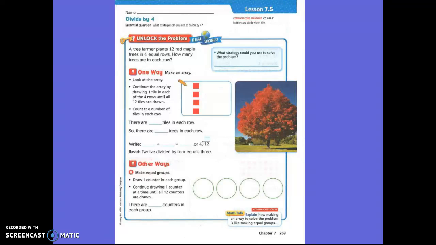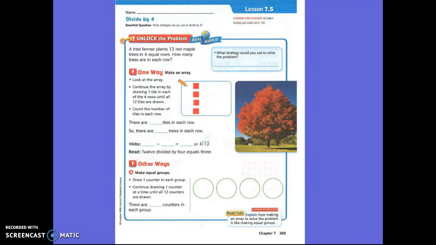Okay, boys and girls, we are going to use an array, equal groups, factors, or related multiplication facts to divide by 4. These should be easier strategies than what some of the other ones have been. Okay, please read the story problem. The tree farmer plants 12 red maple trees in 4 equal rows. How many trees are in each row? Okay, what's the strategy that we could use to solve this problem?